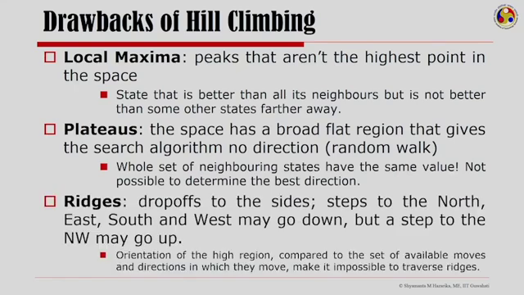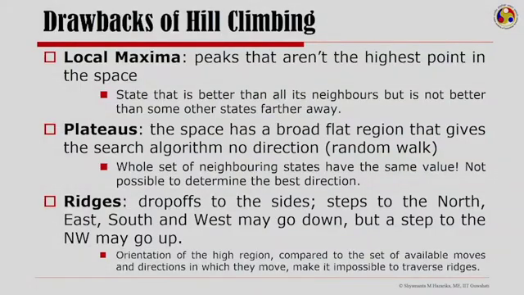And then there are drop-offs to the sides. Steps to the north, east, south and west may go down, but a step in one of the combinations may go up. So the orientation of the high region compared to the set of available moves and the direction in which they move makes it impossible to traverse ridges. So with these drawbacks, it is better that we now focus on one of the methods to overcome these, and that method is simulated annealing.